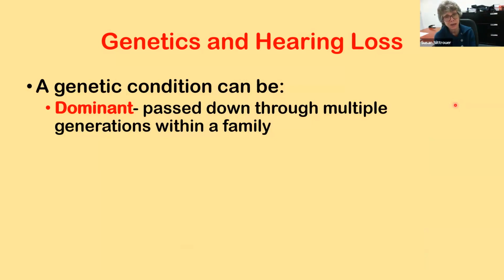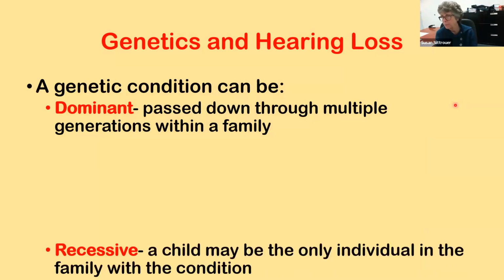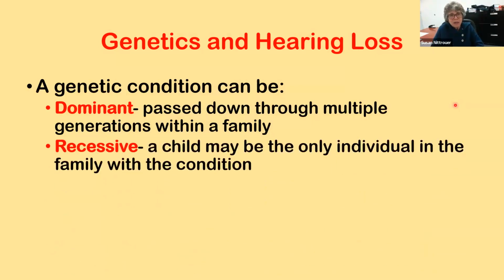First, let's talk about genetics in hearing loss. A genetic condition can be dominant or recessive. A dominant hearing loss, or a dominant genetic condition of any sort, means that it just takes a gene mutation from one parent for the condition to be realized. In a recessive condition, a recessive hearing loss, the same mutation needs to be handed down from both parents.